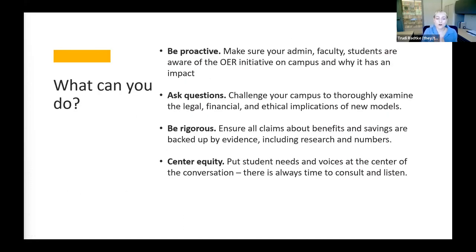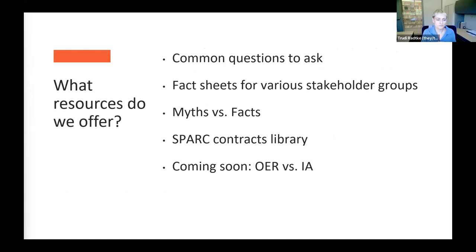What can you do? It all comes down to the contracts. Be proactive, ask questions, be rigorous, and center equity. These are companies. They'll tell you there are things in the contract they can't change. They're not being upfront. They absolutely can make concessions in the contract. So make sure that the data is not being farmed out, and make sure that there are security protections for your students. You can definitely bring them to the table if you're considering one of these programs.